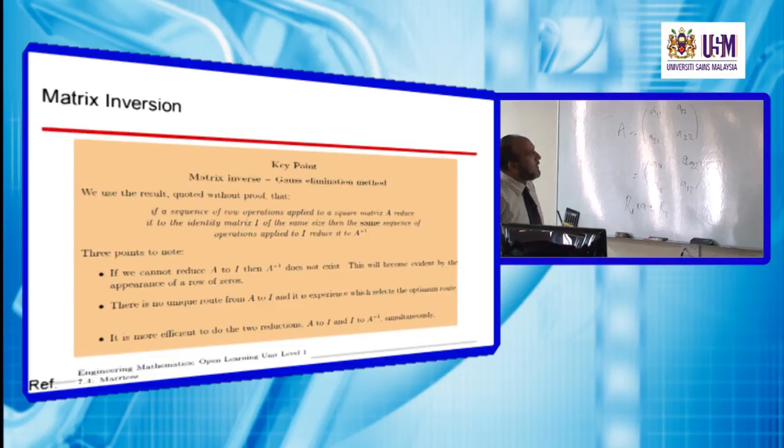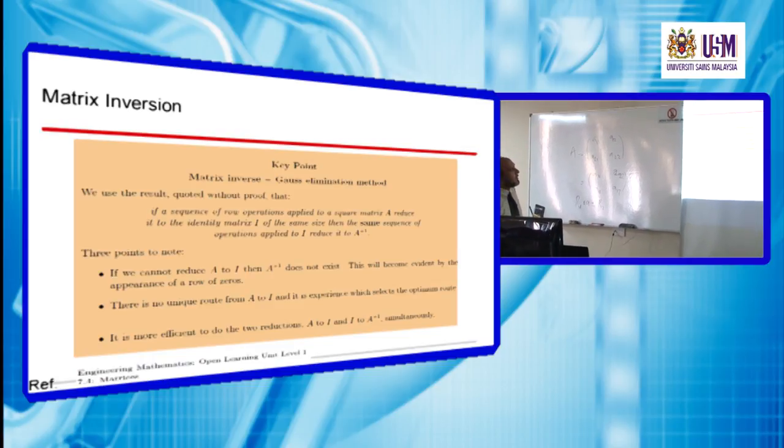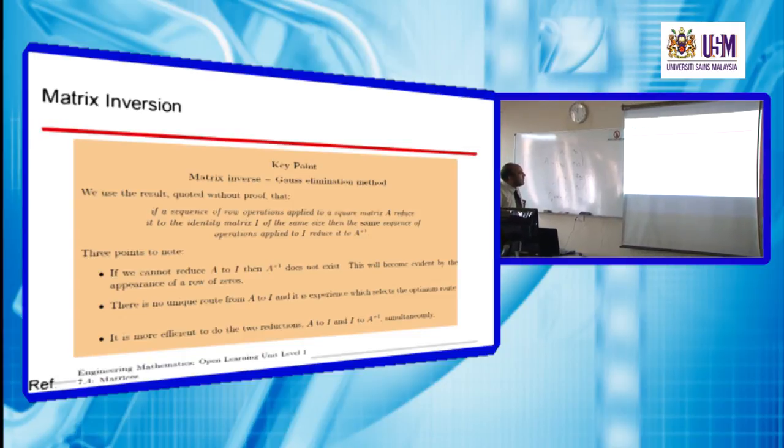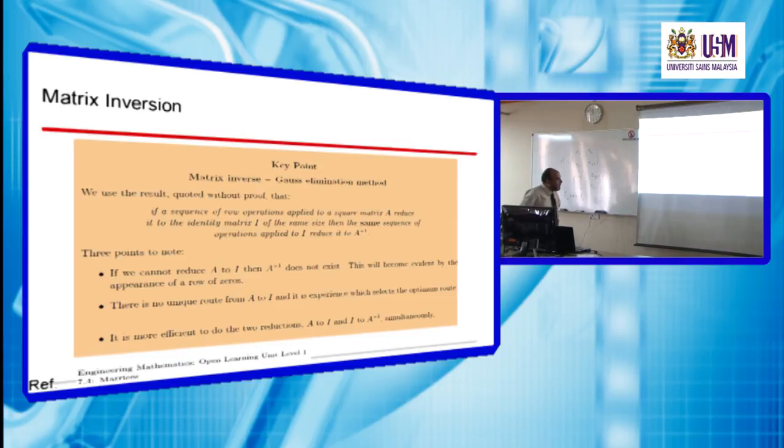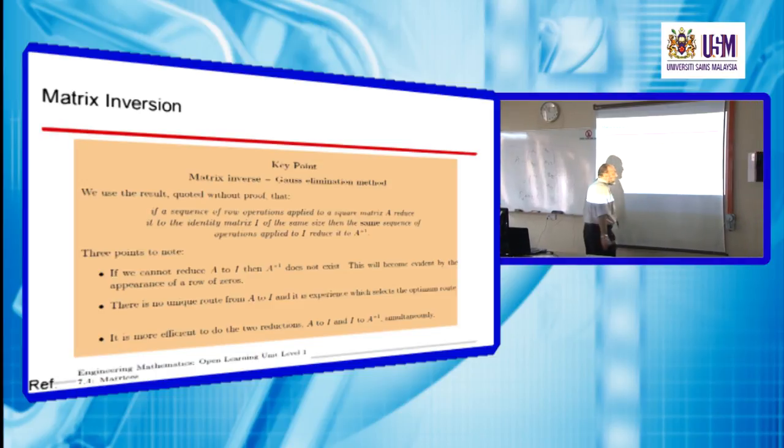The key point here is that for matrix inverse, or using the Gauss elimination method, we use a sequence of row operations applied to a square matrix to reduce it to the identity matrix. So I am moving from this matrix to the identity matrix. Then the same sequence of operations applies to I of the same size to be reduced to the inverse. Here A to the power minus one denotes the inverse of a matrix.